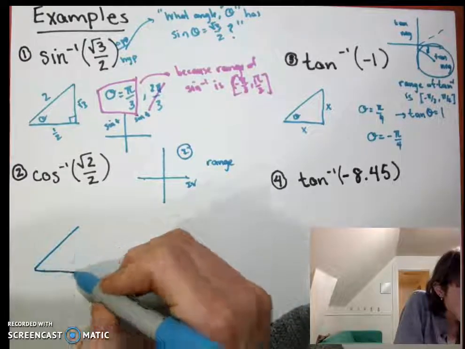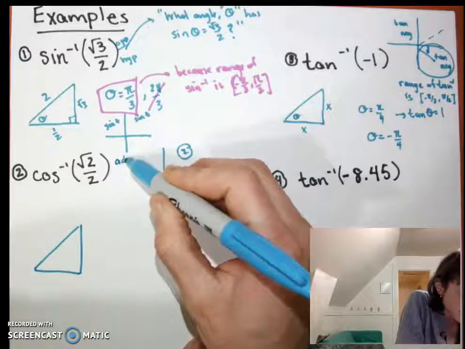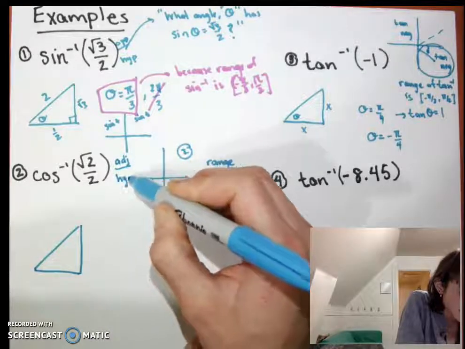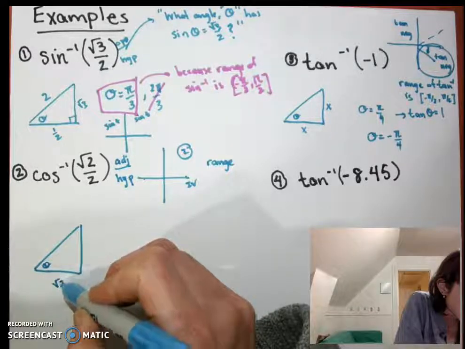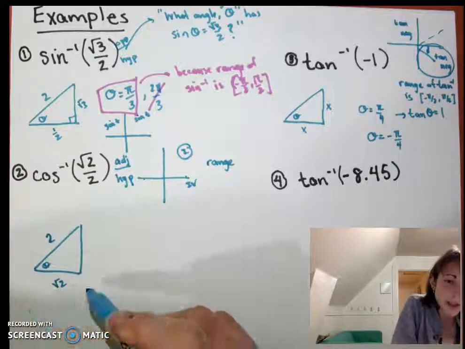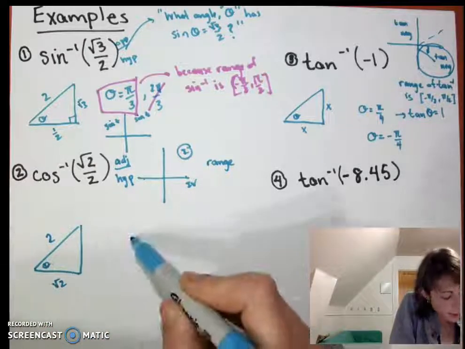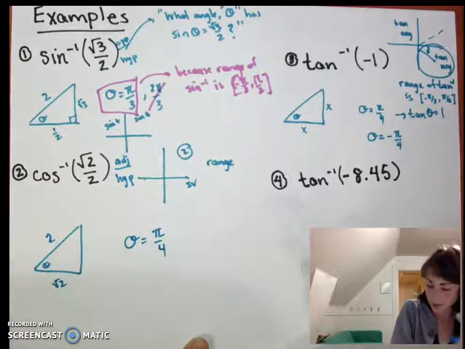So we can just solve using our usual reference triangle. Cosine is adjacent over hypotenuse. If this is theta, the adjacent side is root 2, and the hypotenuse is 2. Which special triangle is this? This is the one where theta is pi over 4. Again, it's the isosceles right triangle.